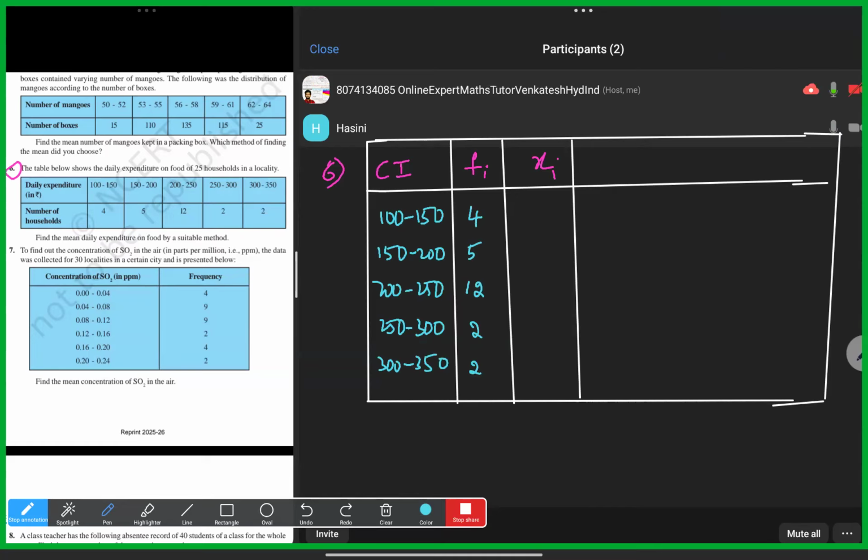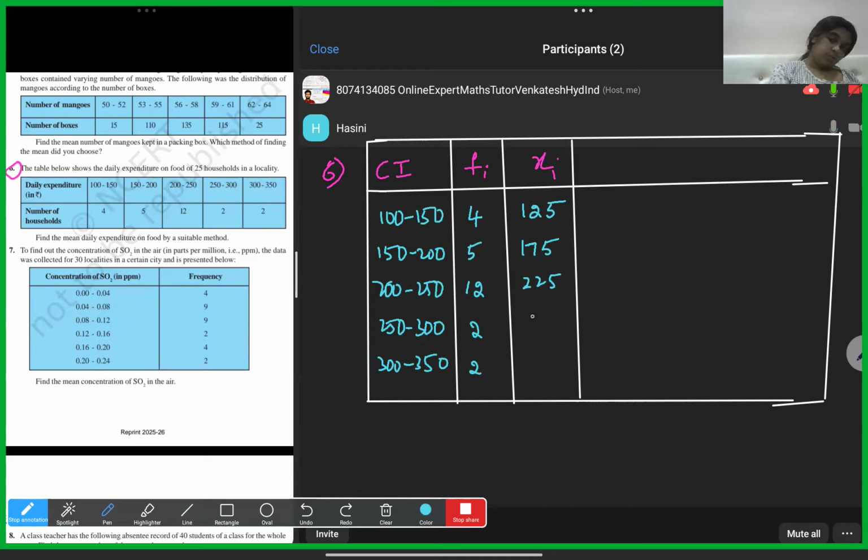Okay, Hasni. xi is 100 plus 150 by 2, that is 250 by 2, which is 125. 150 plus 200 is 350 by 2, which is 175. 200 plus 250 is 450 by 2, which is 225. Or you can add 50 everywhere because the class size is 50. We add 50 to the previous value to get the next value. So 275, and then 325. Any doubt, Hasni? No, sir.